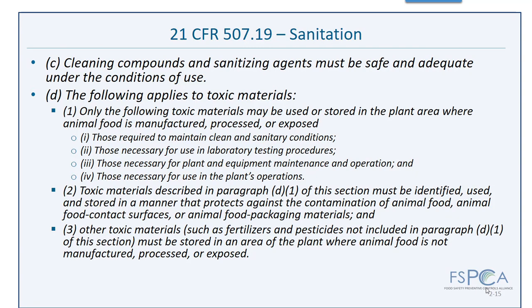This regulation does say that we can have toxic materials within the facility. For example, things that are used to clean or sanitize, things used in laboratory procedures, plant and equipment maintenance, or necessary for plant operations can be allowed within the facility. Things like rodenticide or pesticide could also be used if that's necessary for preventing hazards. However, all of those toxic materials need to be, A, stored correctly, and B, used correctly. So making sure we have those procedures and trainings in place, and also making sure we have a separate, well-identified area to store those toxic materials is important for meeting this piece of regulation.